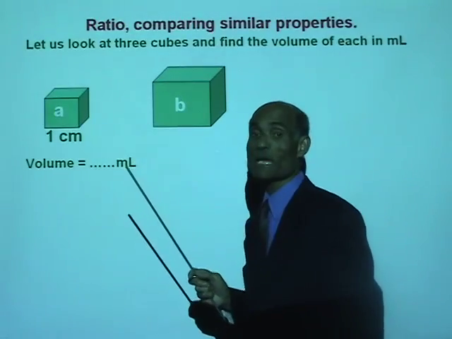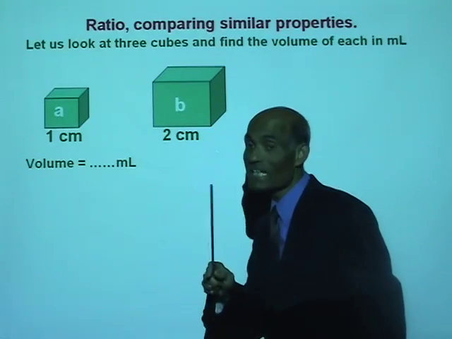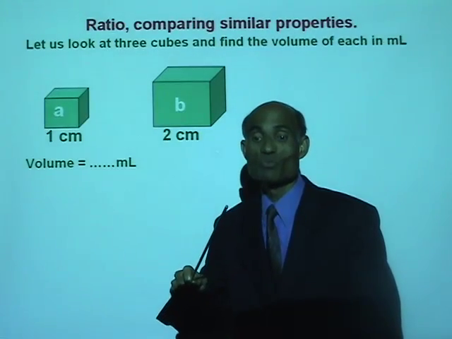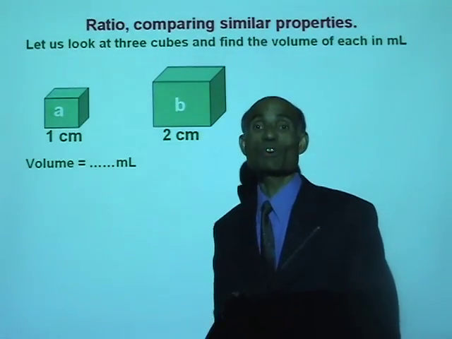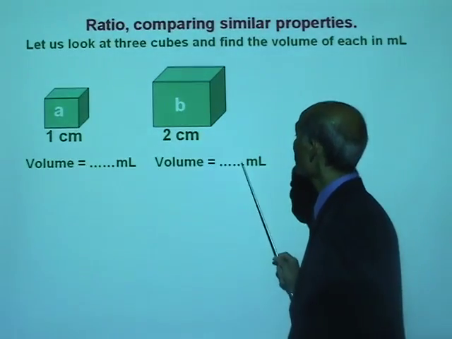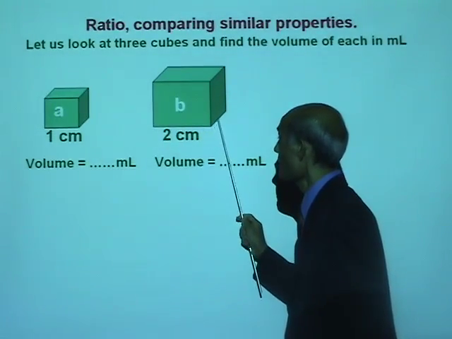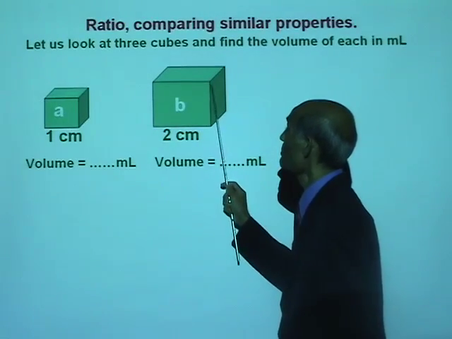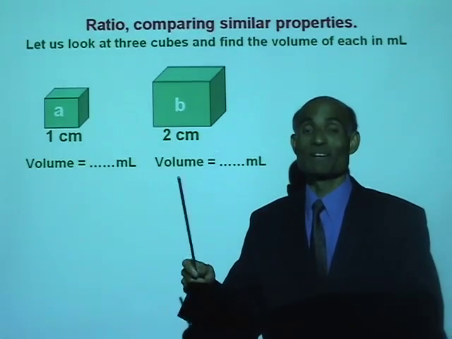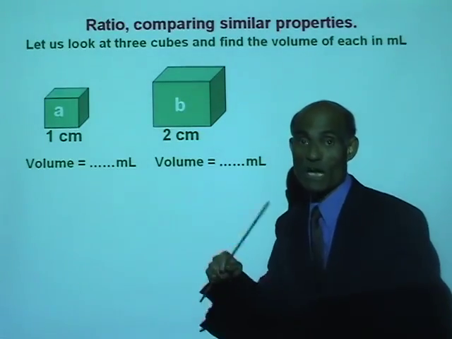How about cube B? What is the volume of cube B? It is of side 2 centimeter. What that means is its length is 2 centimeter, its width is 2 centimeter, and height also is 2 centimeter. Can you tell me what is the volume of this in milliliter? It will be 2 centimeter multiplied by 2 centimeter multiplied by 2 centimeter. That is 8 centimeter cube. That is 8 milliliter.